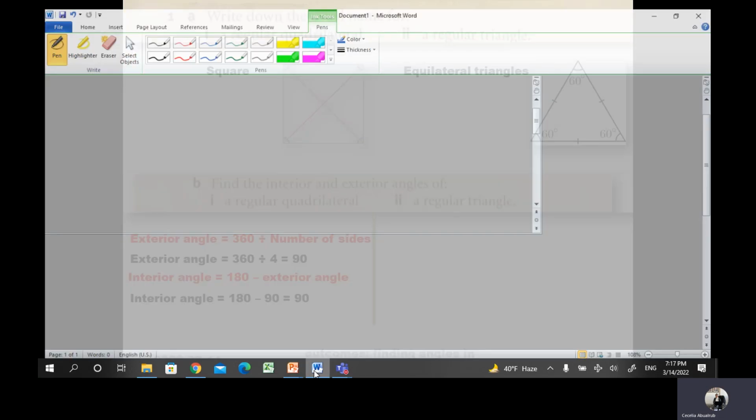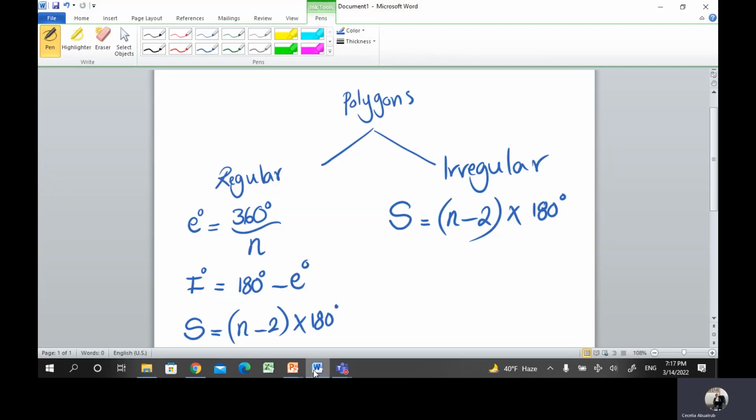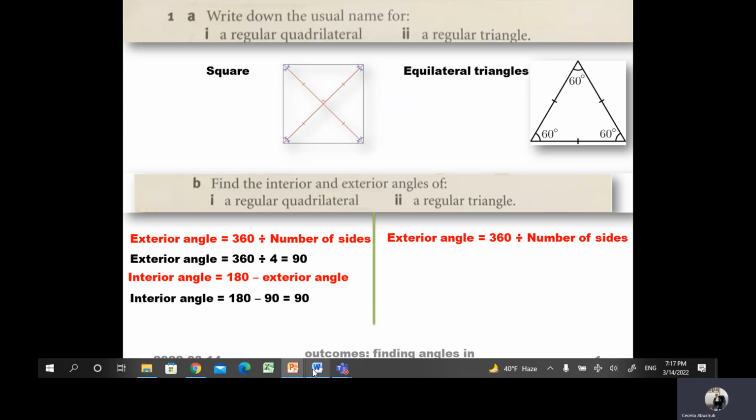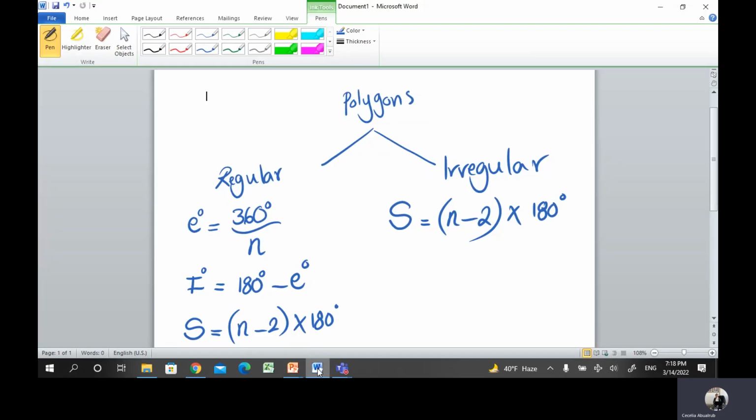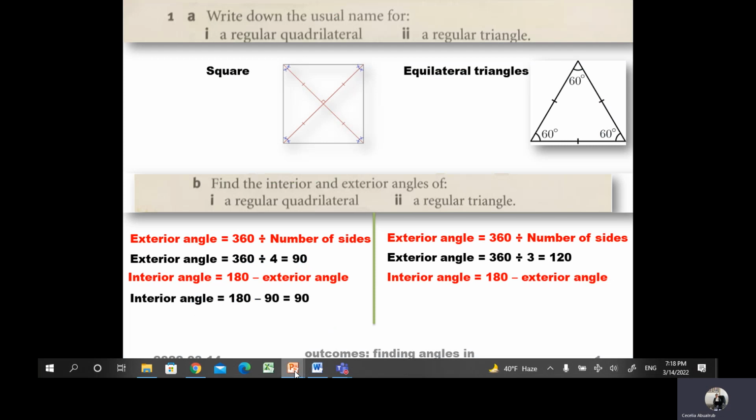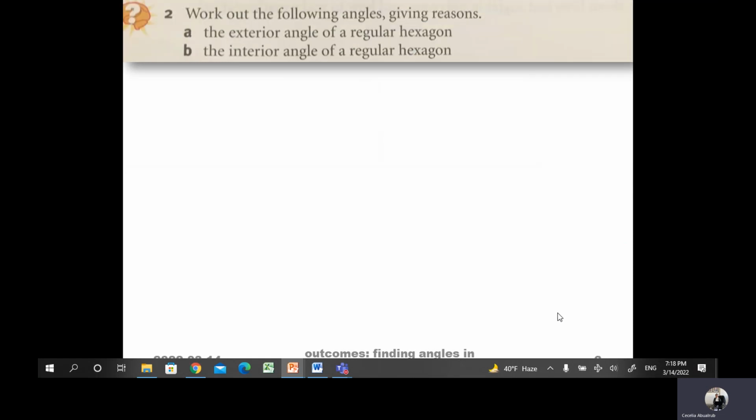Okay, once again, let's apply the rules here for the regular equilateral. So 3 sides, E is equal to 360 over N, or we write it as 360 divided by N, which is the number of sides. And the number of sides is 3, so it will be 360 divided by 3. So the exterior angle will be 120. And then we're going to apply the rule, which is I is equal to 180 minus E. If we apply it here, it will be 180 minus 120, and it will be 60 degrees.